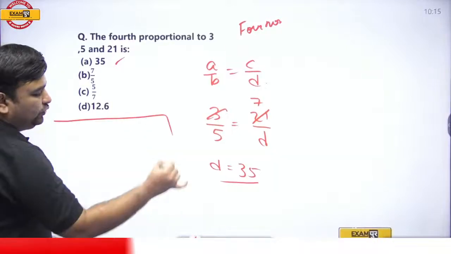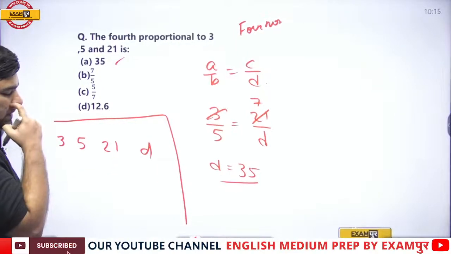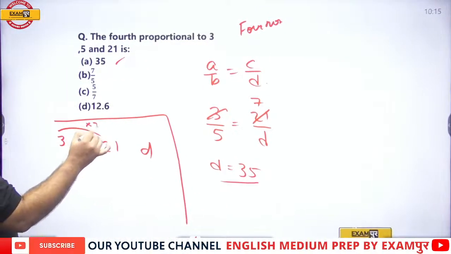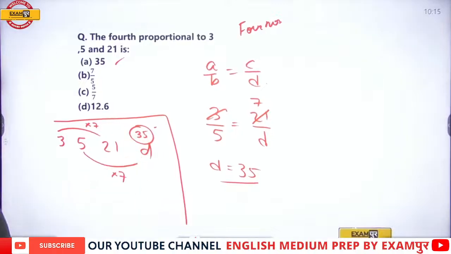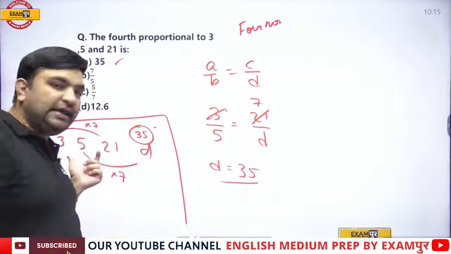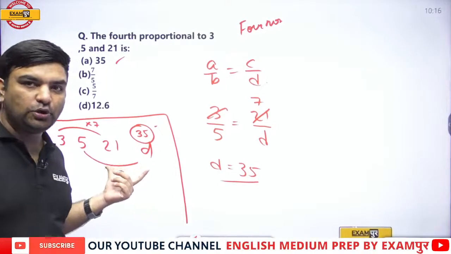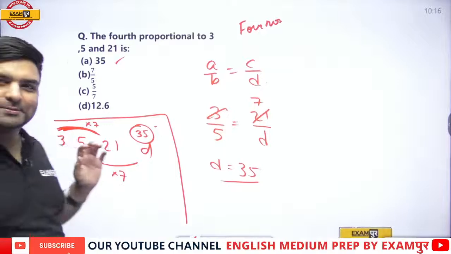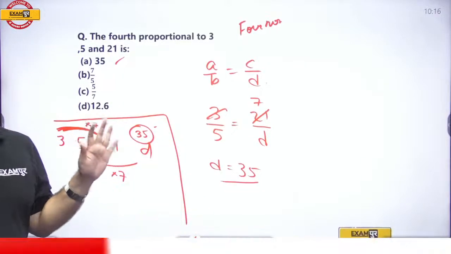If you want to do it in style, you can say, sir, 3, 5, 21 and D. If C is 7 times of A, then D is also going to be 7 times of B. If you want to remain in style, you can do it like this as well. However, both are the same things.